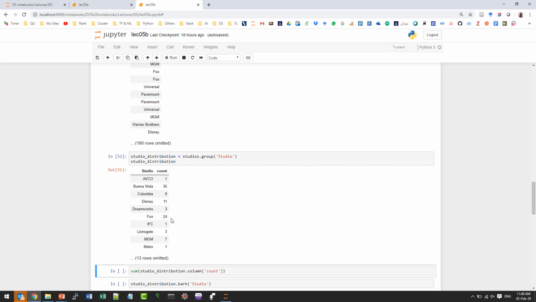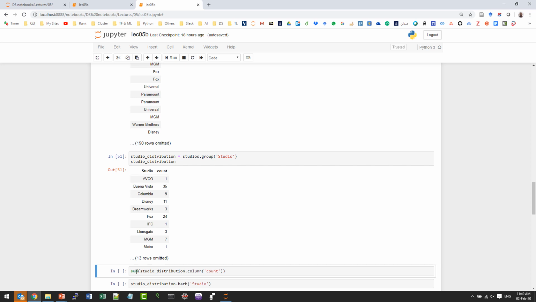Now we can see the distribution. Before the grouping, we don't have the counts, so we don't have the distribution. We cannot plot the distribution. Plotting the distribution needs the counts first, and we can do that using the group method. Then we can plot them.